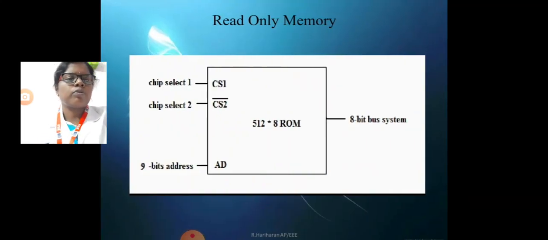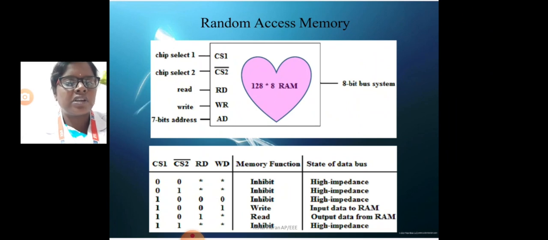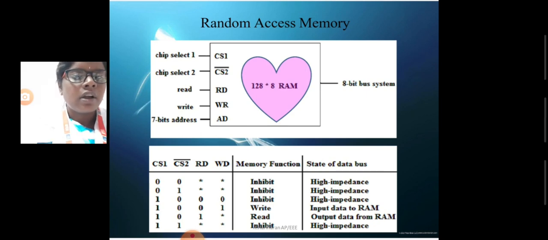The structure of read-only memory is shown here. We can see the two chip selection inputs, a 9-bit address, and an 8-bit bus system. The structure of random access memory is shown here. It has two extra ports, read and write, it also has two chip selection ports and an 8-bit bus system, and the memory functions are inhibit, write, and read.